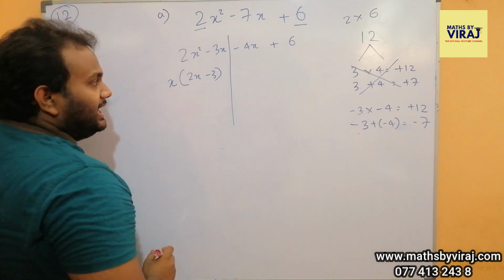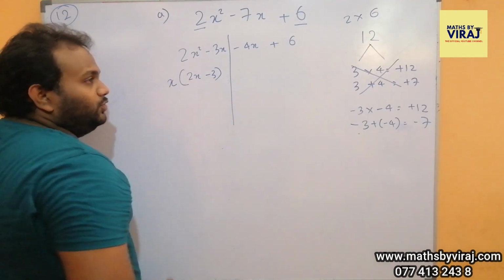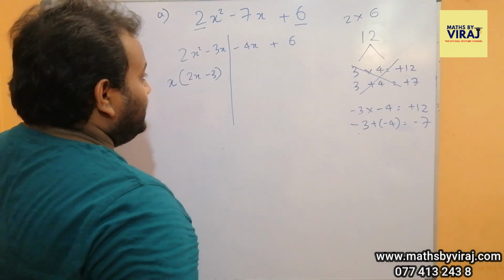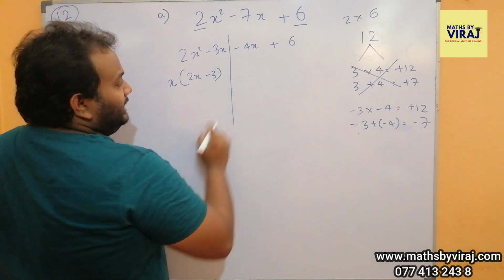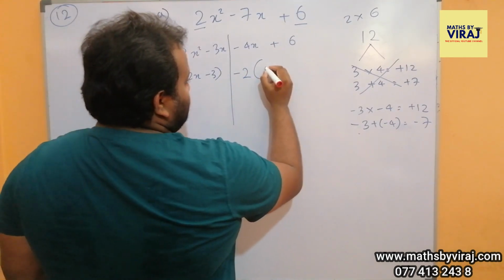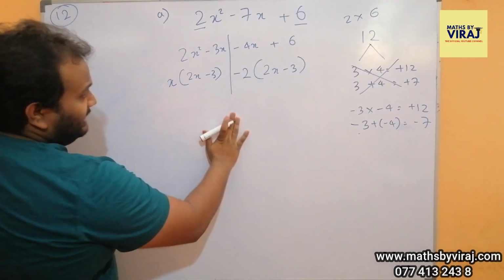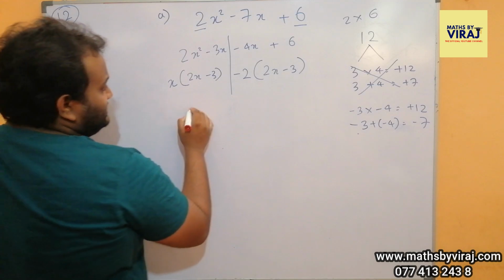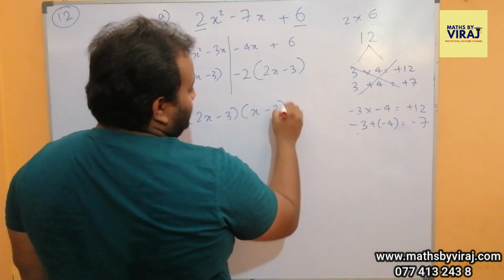Children, you should understand, on this side, you should find a factor which is equivalent to 2x minus 3. Therefore, I can take the common term minus 2 out here, which gives me the answer 2x minus 3. The two possible factors of this are 2x minus 3 and x minus 2.